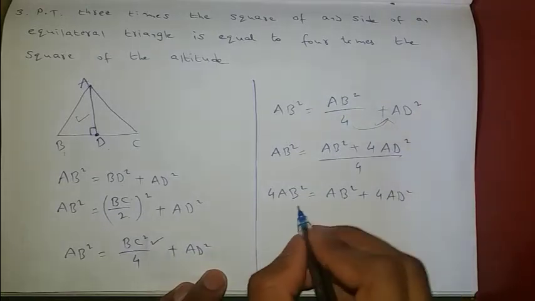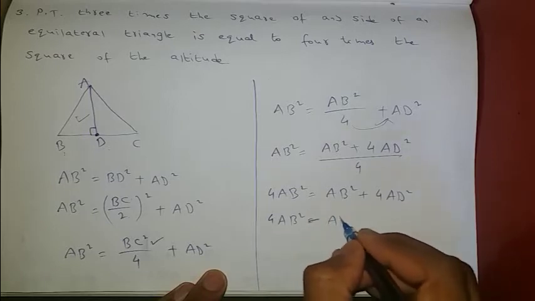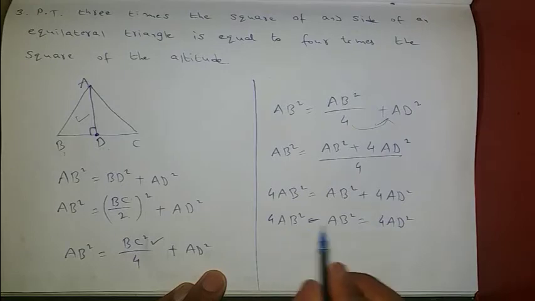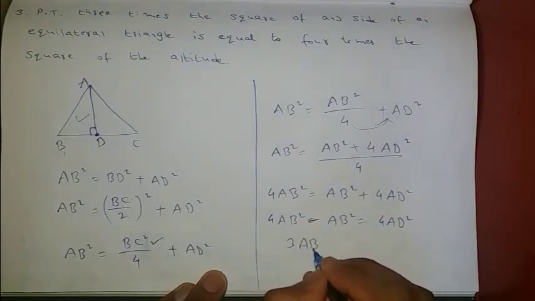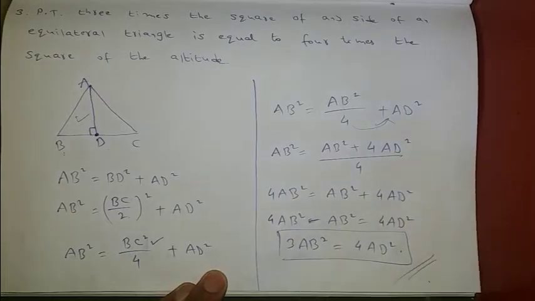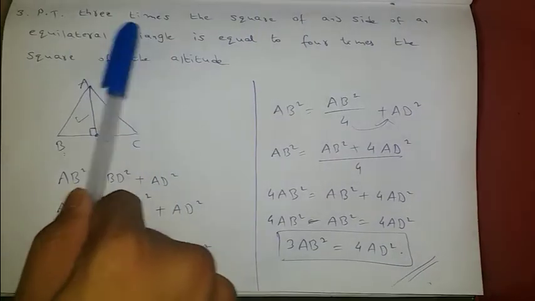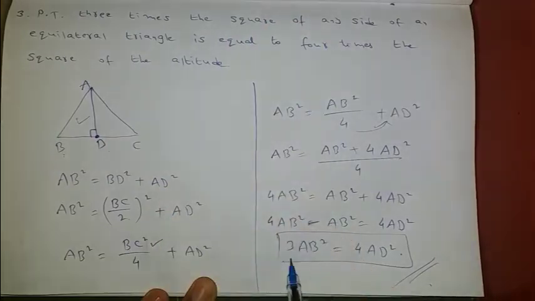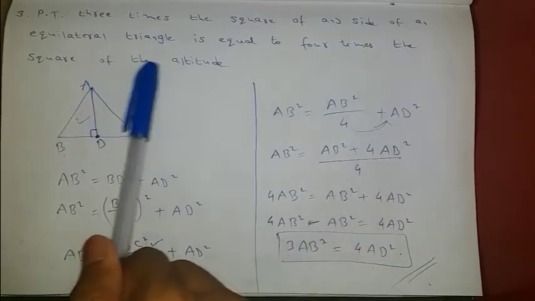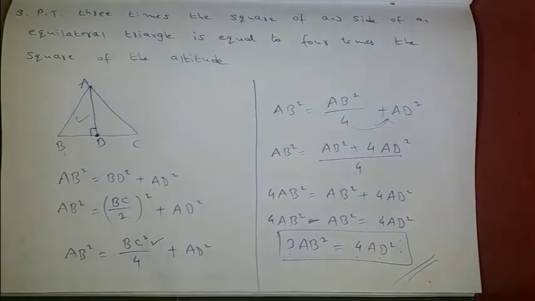Again take AB square to this side, and it will become minus. So 4AB square minus AB square is equal to 4AD square. 4AB square minus AB square, 3 times AB square is equal to 4 times AD square. Hence proved. So this is exactly what is asked in the question: 3 times the square of any side is equal to 4 times the square of the altitude. So hence proved.